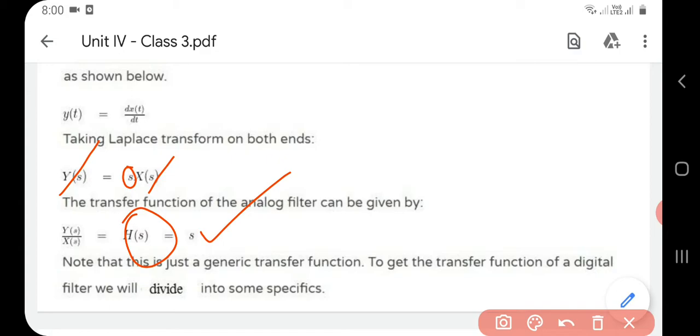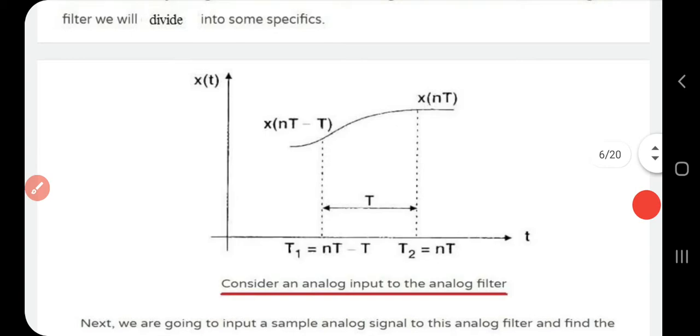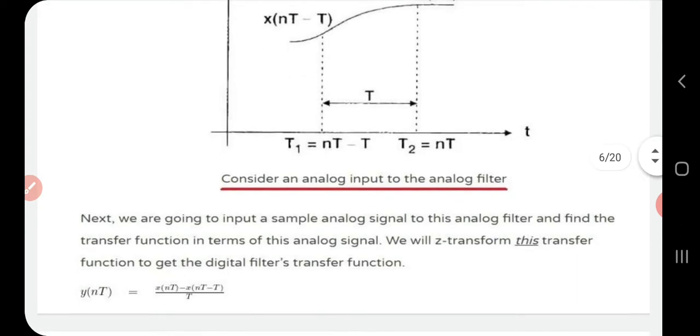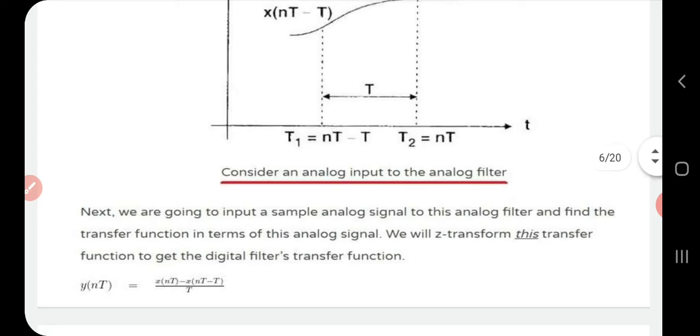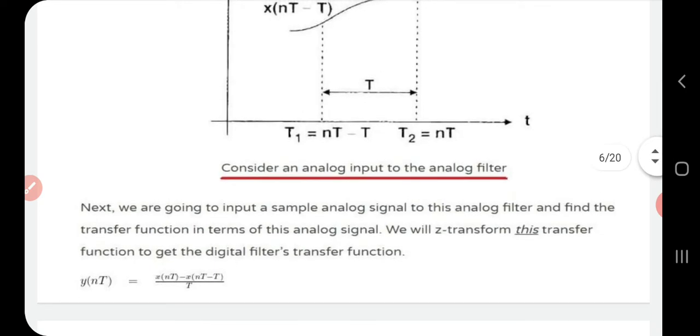Now in order to get the transfer function of a digital filter, we go into some specifics, that is analog input to analog filter. From this figure we will understand the meaning in the next session. Next we are going to input a sample analog signal to the analog filter, and we are going to find the transfer function in terms of this analog signal. So we will Z transform this transfer function to get the digital filter transfer function.